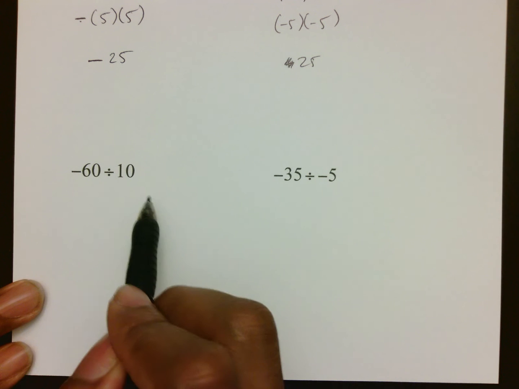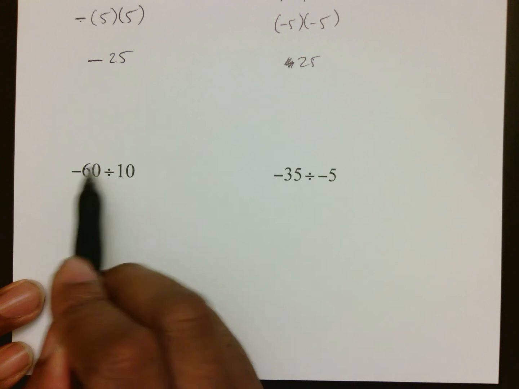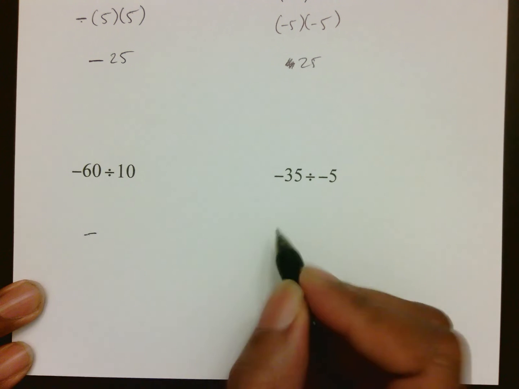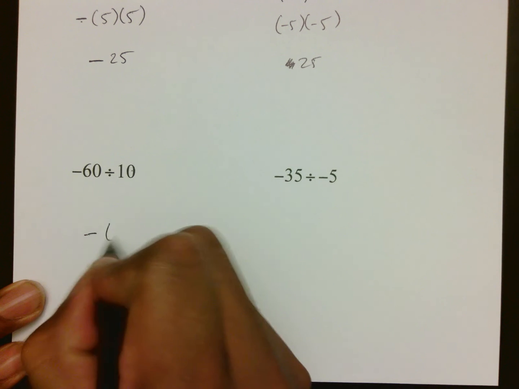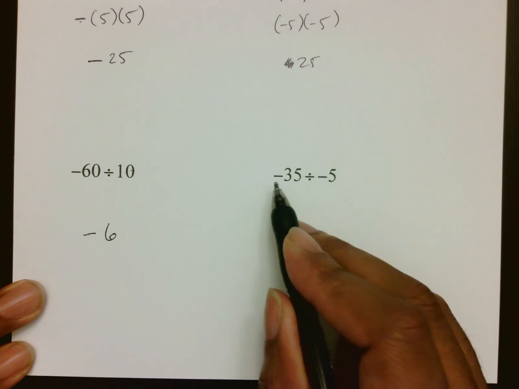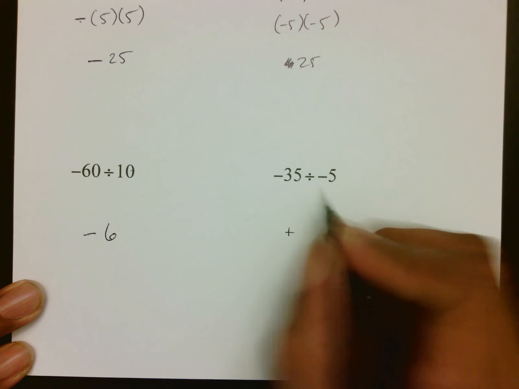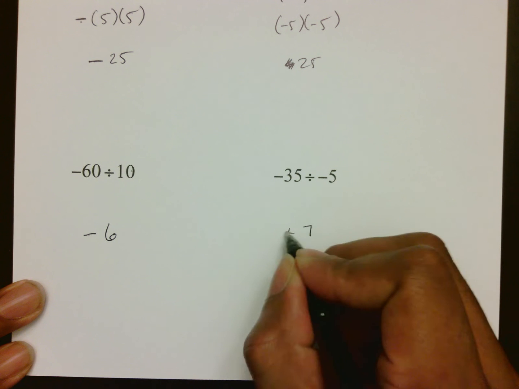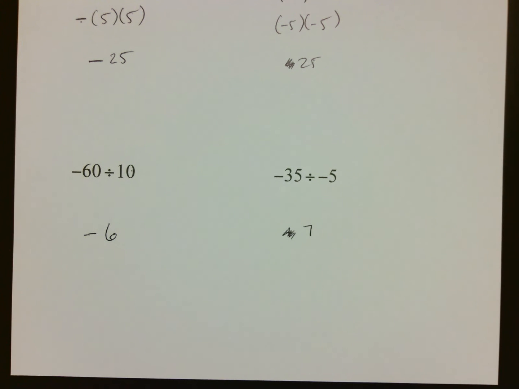A couple more before we get ready to wrap it up. Again, some divisions, but it works the same way. In this problem, I see 1 negative. That means my answer is negative, and then 60 divided by 10 is 6. Here we have 2 negatives, which means my answer is positive, and 35 divided by 5 is 7. Again, I don't need that positive, and so there you go.